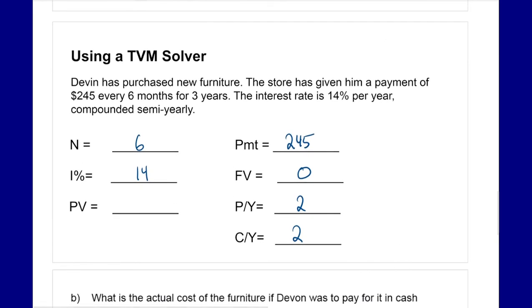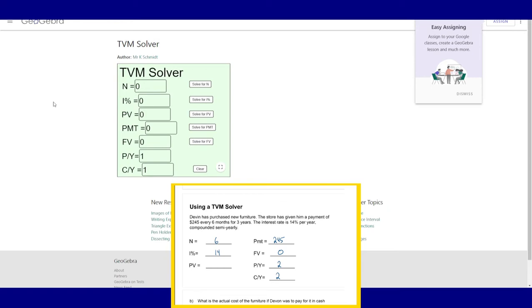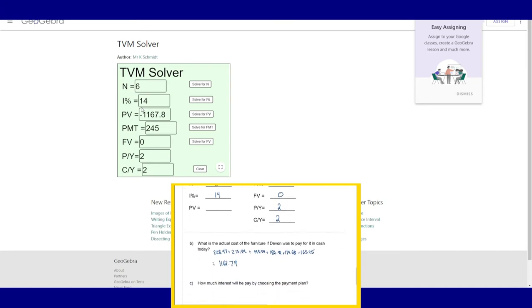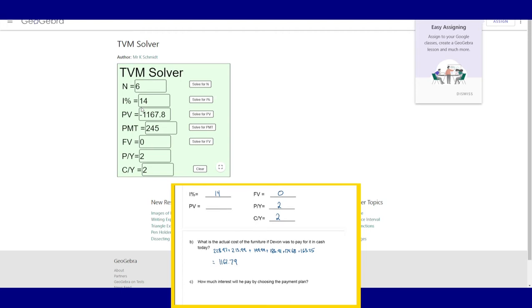Again, we can double check this using a TVM solver. You can Google it, go to the GeoGebra one, because it does allow you to enter all of the key information. We can enter in everything we just mentioned. So we have 6 payments, compounding periods over the total plan. PV we don't know. PMT is 245. Future value is 0 because we've paid it off in the future. 2 and 2, and we solve for PV. And again, we can see that we do get the same value. They've rounded it up, so instead of 79 cents, they've rounded it up to 80 cents. Off by a penny, but again, we have the same value.